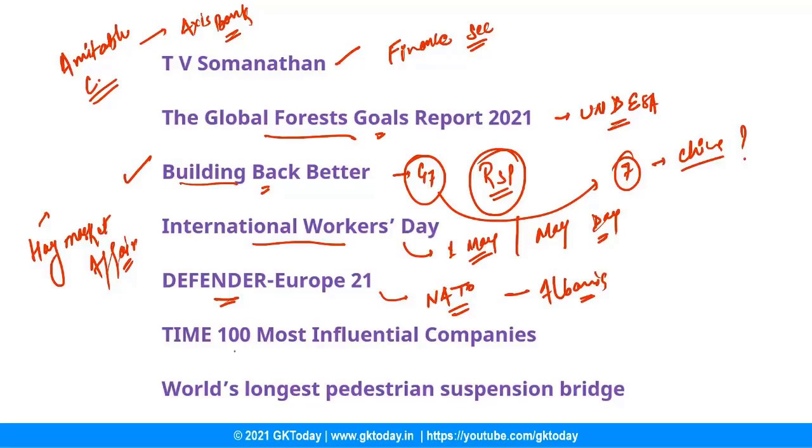Next is Time 100 Most Influential Companies. So 2 Indian companies are specified in this. One is Geo Platforms and second is Baiju. Apart from that, recently one more company was in news. It is LIC, that is Life Insurance Corporation.